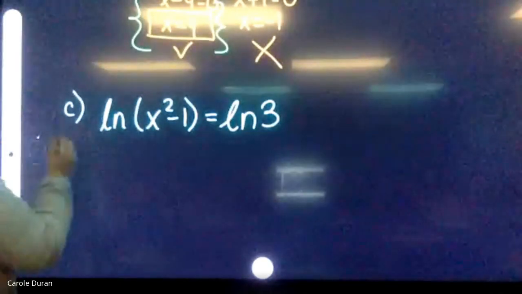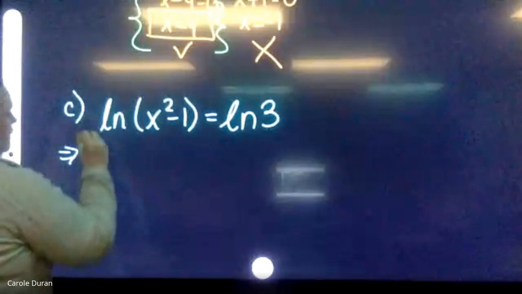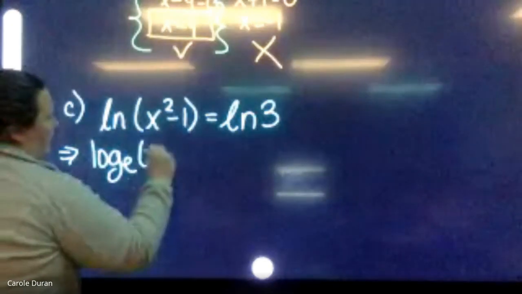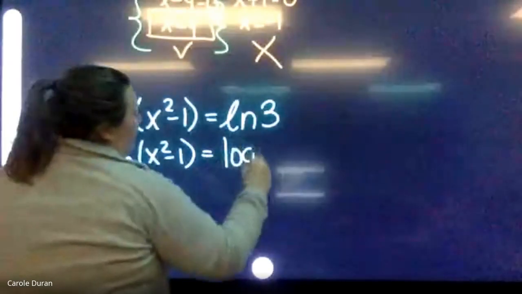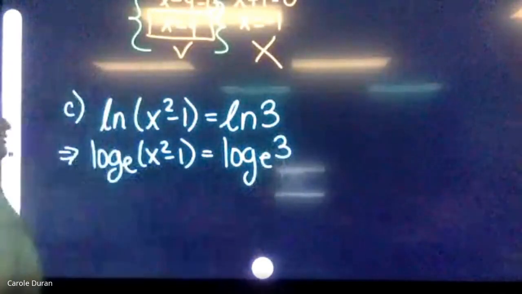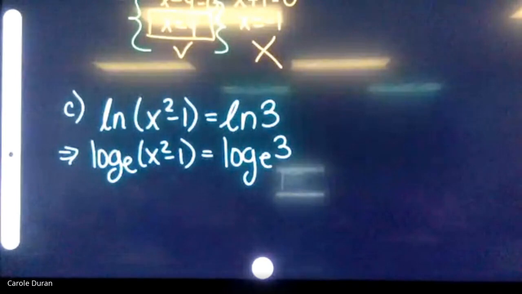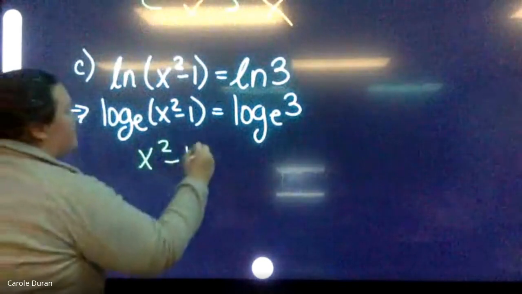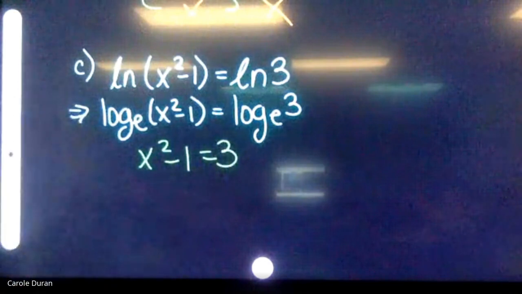So this is equivalent to log base e of x squared minus 1 equals log base e of 3. I acknowledge that these contain the same base because my base is the irrational number e, which means that the bases and the logs cancel each other out. And I can just set what I was taking the log of equal to each other.